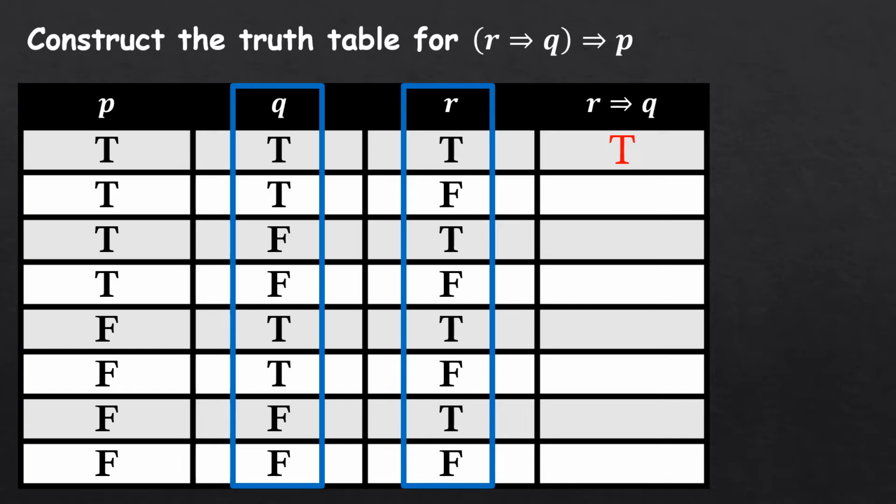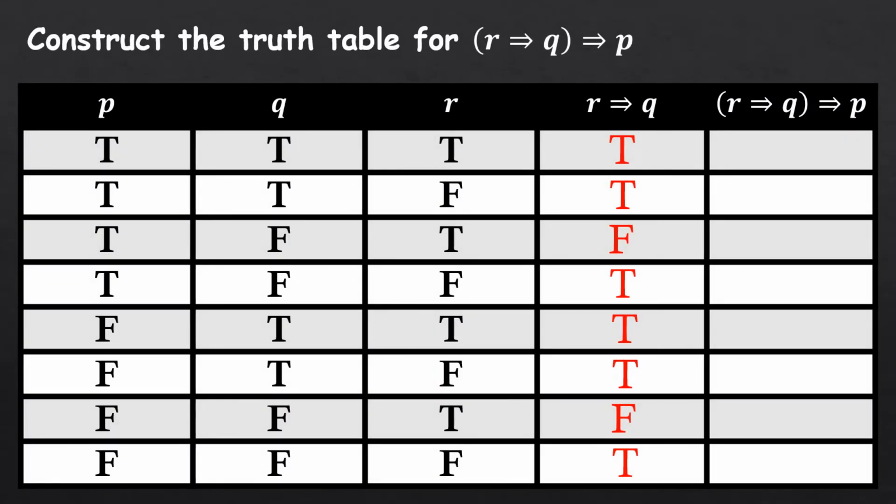F implies T, the answer is true. T implies F, the answer is false. F implies F, the answer is true. T implies T, the answer is true. F implies T, the answer is true. T implies F, the answer is false. F implies F, the answer is true.